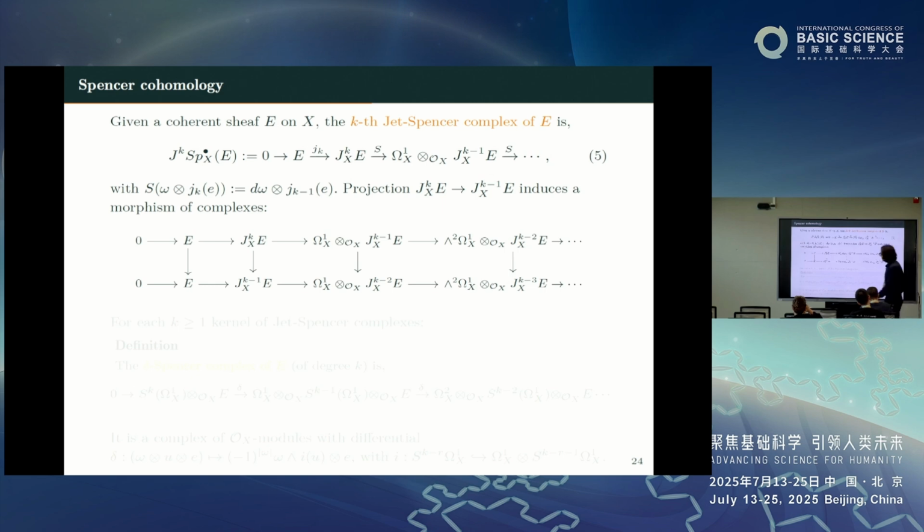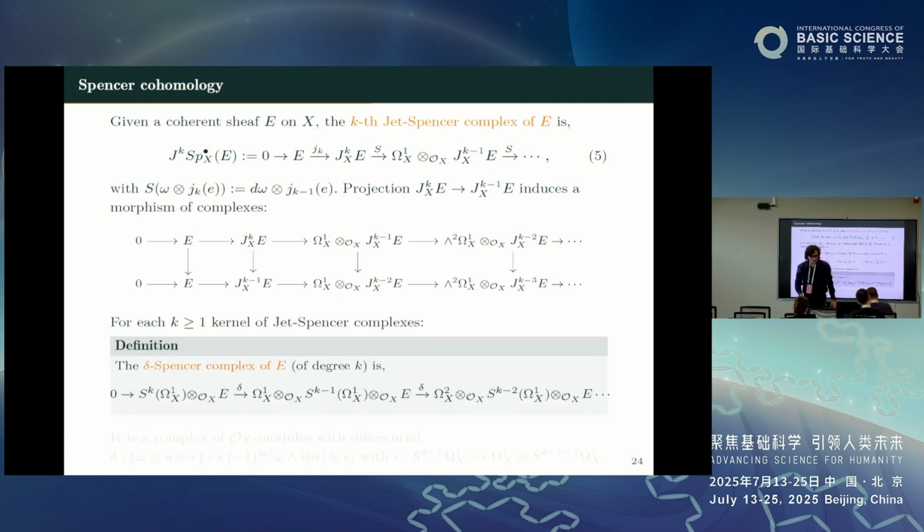So the kernel of this is 0, co-kernel is 0. The kernel of this thing is the kth symbol of E. The kernel of this thing is the k minus 1 symbol of E tensor with omega. The kernel of this thing is the k minus 2 symbol tensor with omega, and so on and so forth. Okay, so the upper row can be completed by this row. This is called the delta Spencer complex. It has a fancy name, but it has a very easy definition.